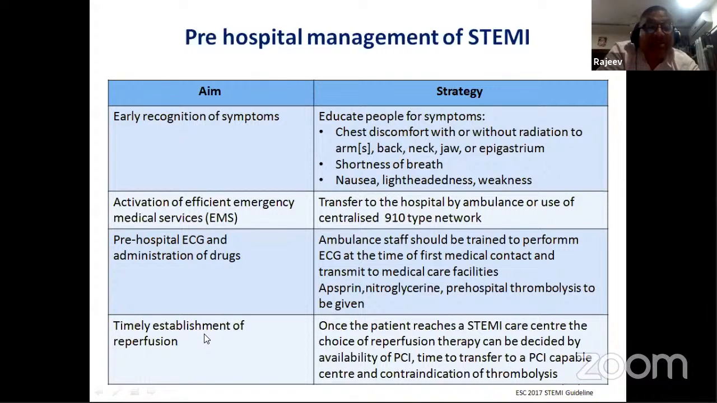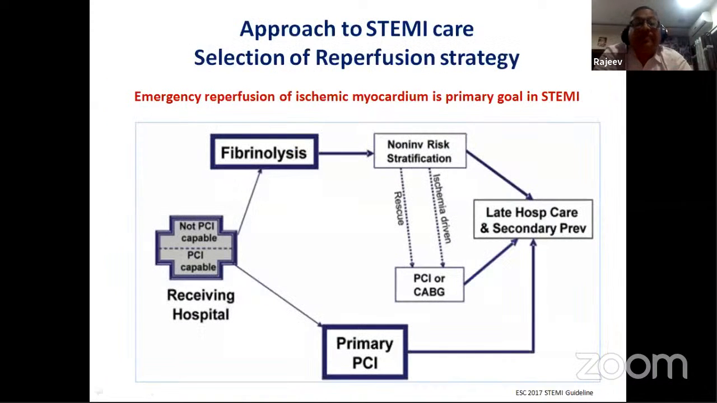Then timely establishment of reperfusion is the key to improvement in symptomatology and preventing deterioration of the patient. Once the patient reaches a STEMI care center, the choice of reperfusion, if it has not been given, can be decided based on the availability of PCI, time to transfer to a PCI capable center, and contraindications to thrombolysis. So this is how STEMI care should be approached in a non-PCI capable center and a PCI capable center.